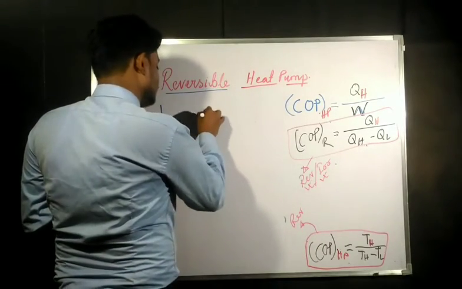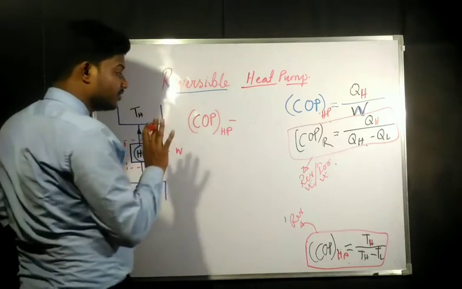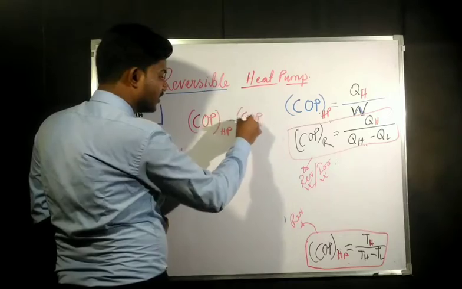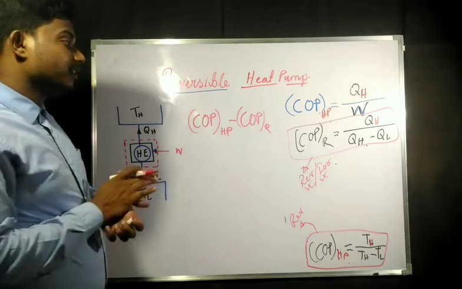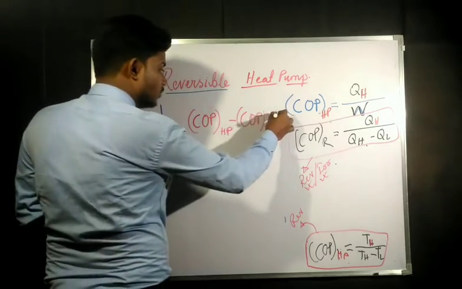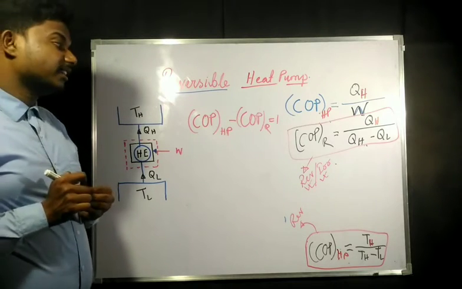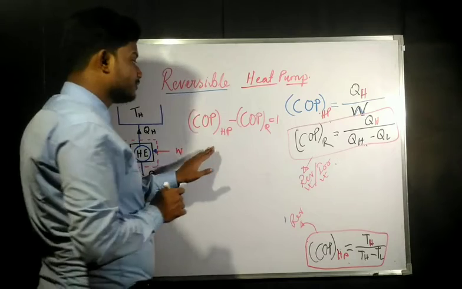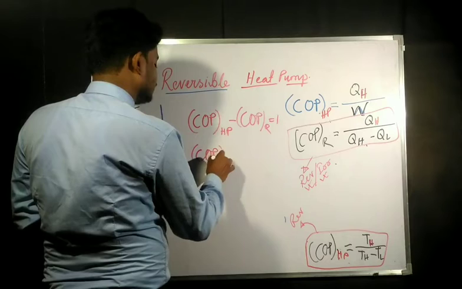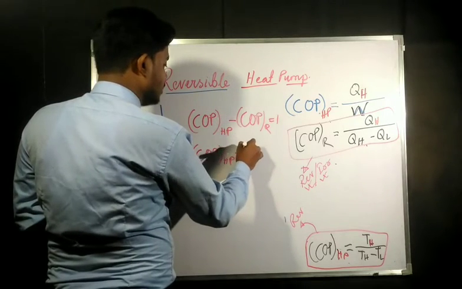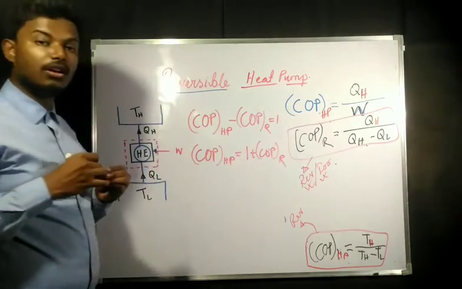Now you will see that if you subtract the coefficient of performance for refrigerator from the coefficient of performance for heat pump, what will happen? You will get the value equal to 1. So from this we can write that the coefficient of performance for HP is equal to 1 plus the coefficient of performance for R, or refrigerator.